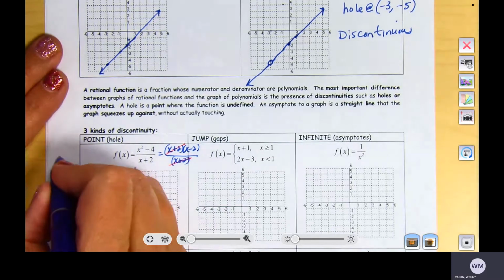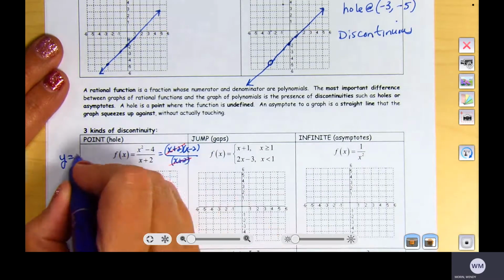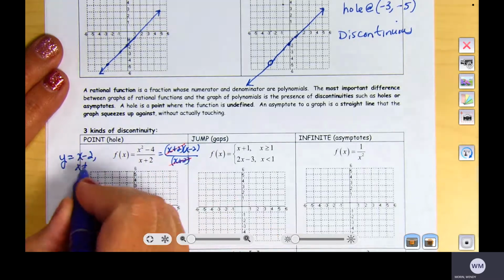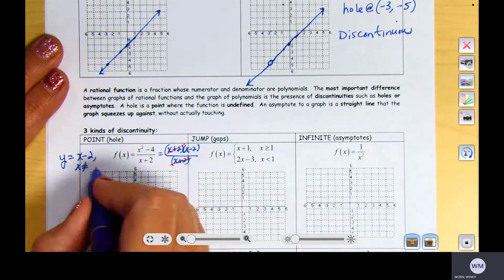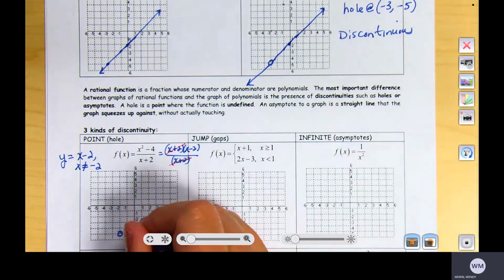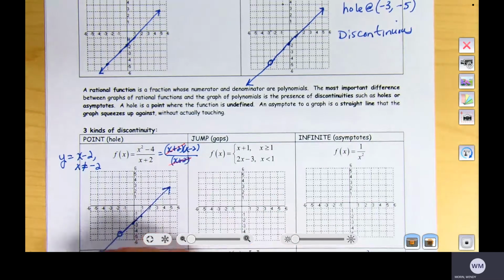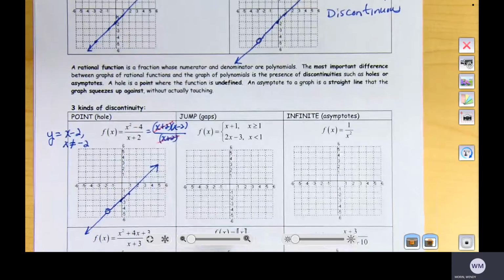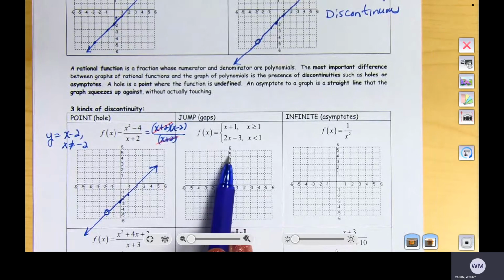So what's left over, let me make sure you understand, it's y equals x minus 2, and x cannot equal negative 2. That's what's equivalent to this. So we still have our line, but this time we have point discontinuity at negative 2, negative 4. There's a hole. All right, let's look at this piecewise function here.